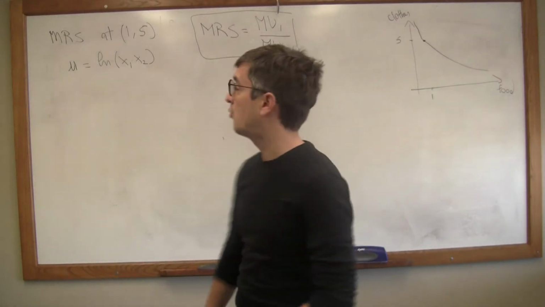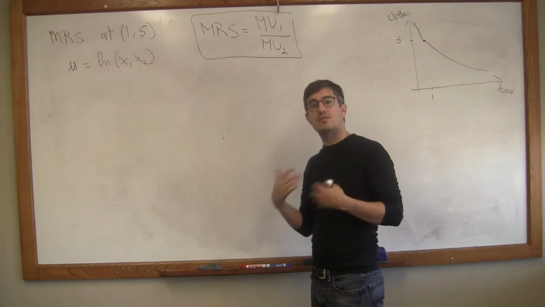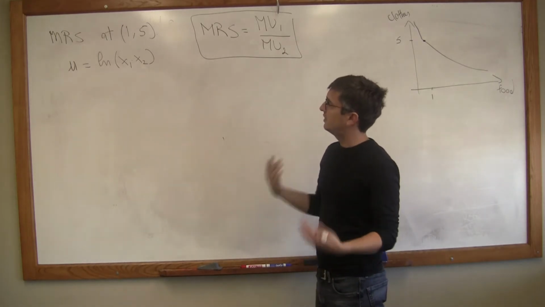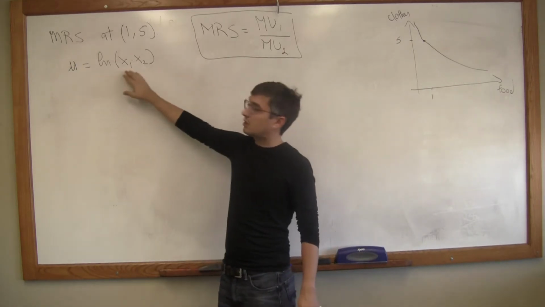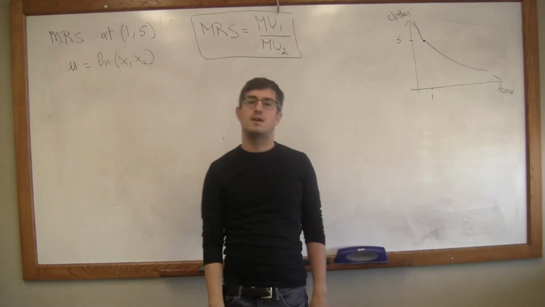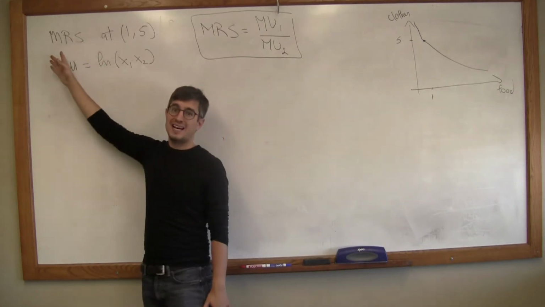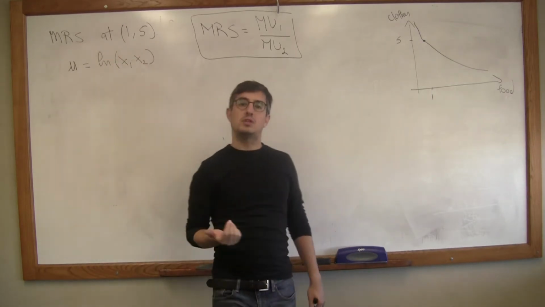All right, so now we're going to study the MRS in a different way. We're going to have a different example. What we have here is the following utility function, u equals the natural log of x1 times x2. And we want to understand what is the marginal rate of substitution at a particular point, the point (1, 5). What does it mean?